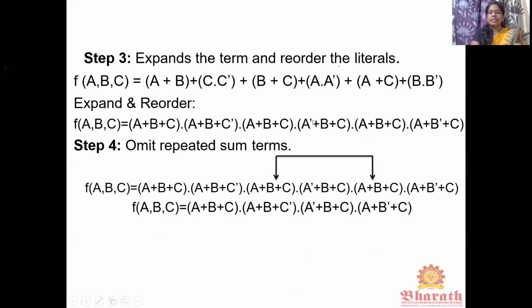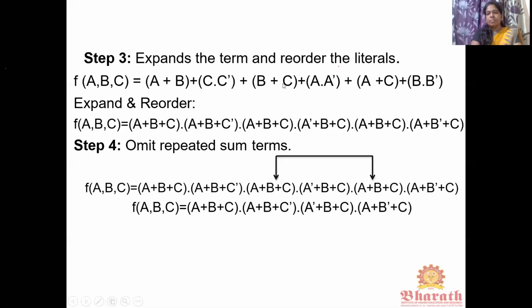Then step 3 is same. Expand the terms and reorder. So this is the expression we got in our step 2. So we have to expand those terms. Just now take it inside. A plus B plus C. Then A plus B plus C complement. Then dot B C A. So reorder A B C. So A plus B plus C.